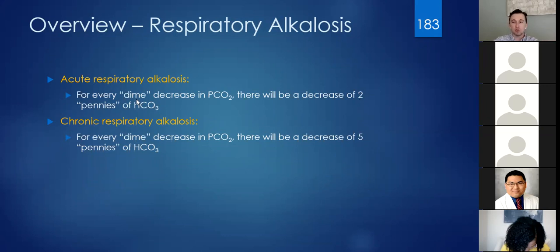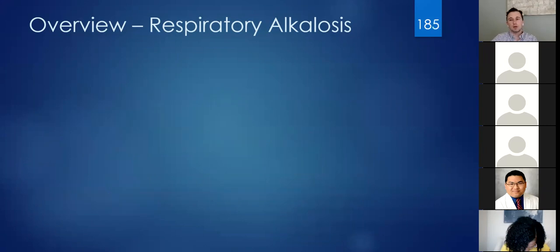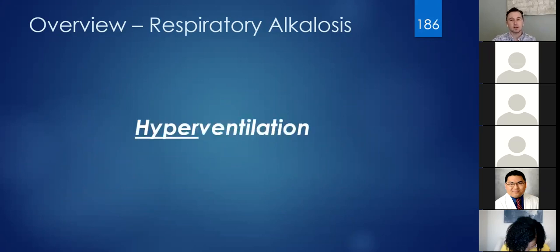Okay, so if there's an acute respiratory alkalosis, for every dime change in PCO2, there's a decrease of 2 pennies worth of bicarb. And it's just slightly more for a chronic respiratory alkalosis. So if you plug your numbers into those ratios, again, if your actual bicarb is higher than what you would expect, then there must be another metabolic alkalosis. Whereas if your bicarb is lower than what you should expect, if this were just an acute respiratory alkalosis, there must be an additional disorder. Is it metabolic acidosis in that sense? Just counter to our respiratory acidosis, there's one main driving force here for the alkalosis, and it's hyperventilation.